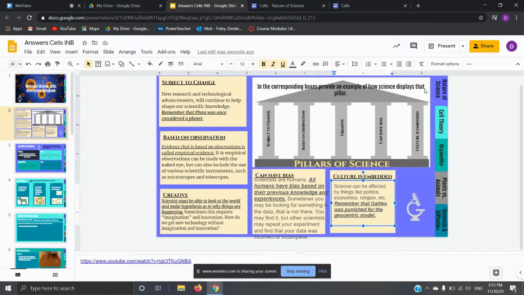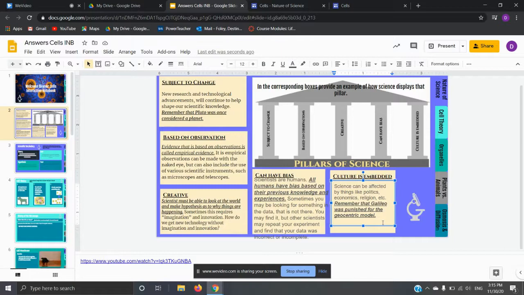Right? And then the last pillar of science is culture is embedded. Science can be affected by things like politics, economics, religion, and so on and so forth. Any part of your culture can affect how you view science or even how you learn science.